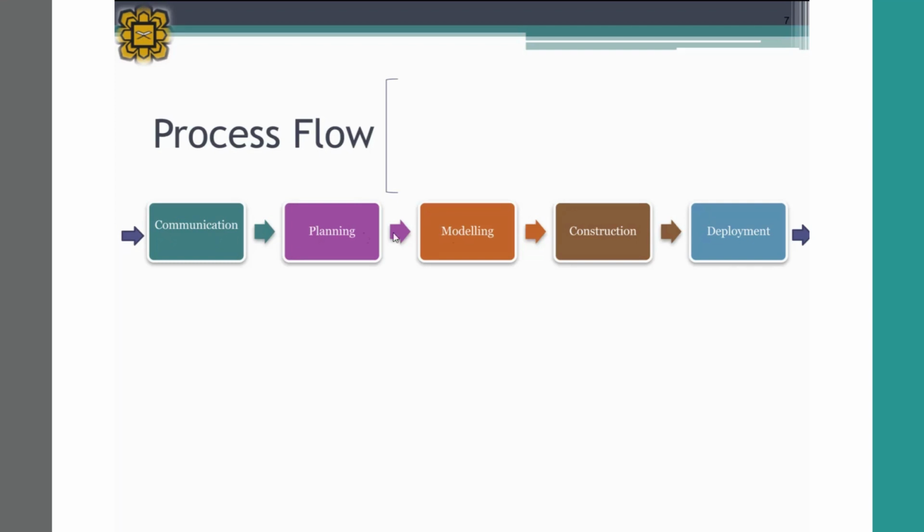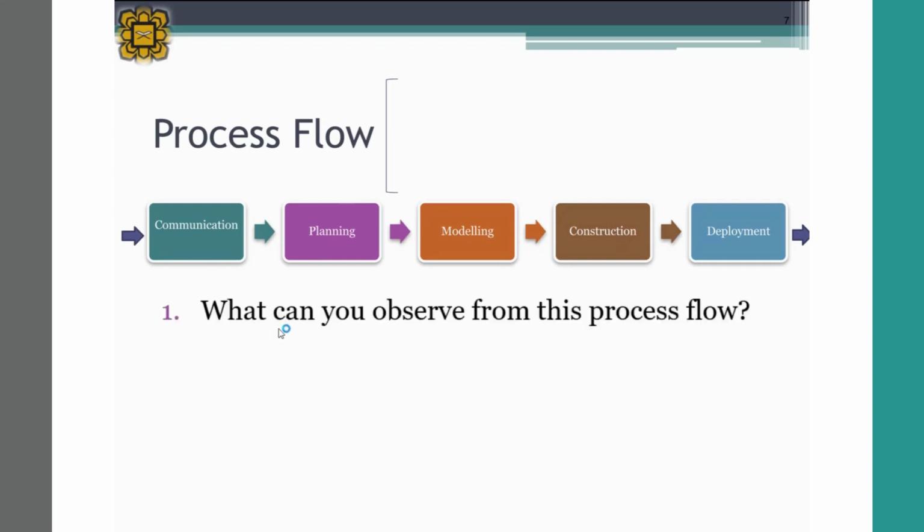In this figure, you can see that first you have to start with communication, then you move on to planning, you move on to modeling, you move on to construction, and you move on to deployment, right? And in the end, you have the outcome. So these arrows actually determine the process flow. What can you observe from this process flow? That means they must be sequential.